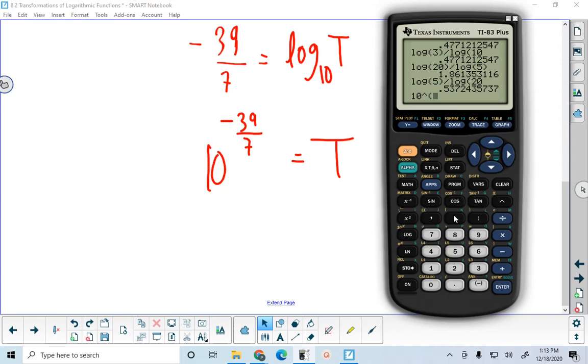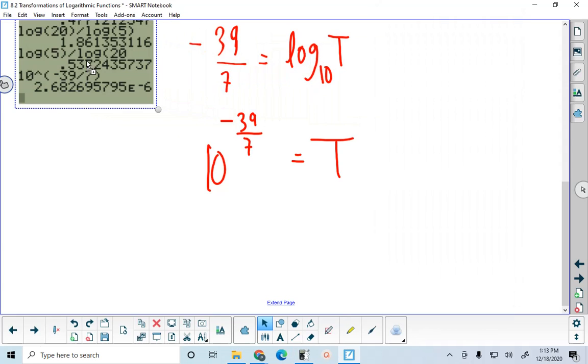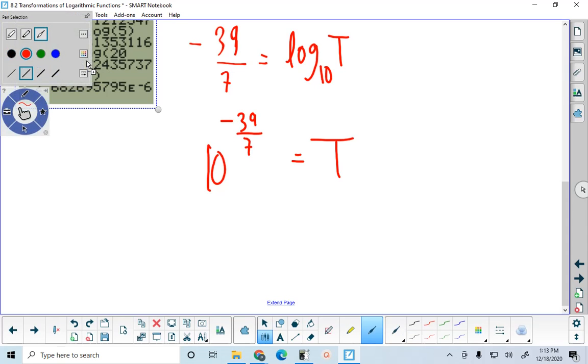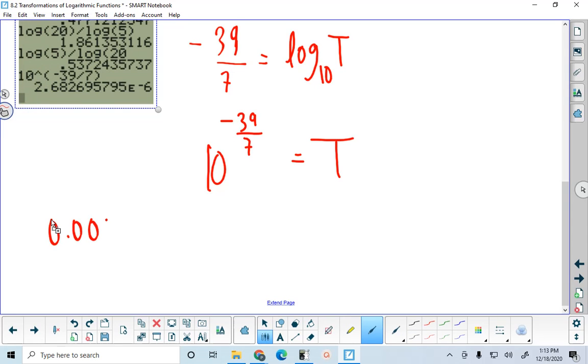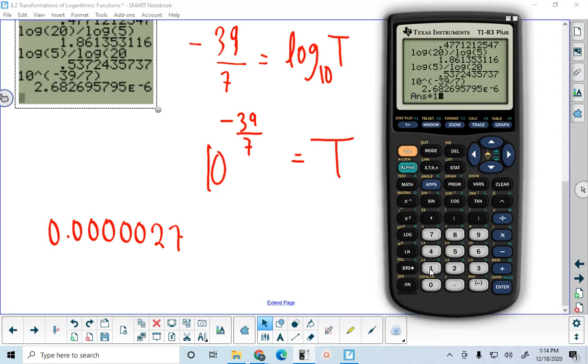You're going to need to, of course, put -39 over 7 in brackets. You get a very small number. It's times 10 to the -6, which means it's 0.000027, the proportion of light that gets through this welding glass. If I convert that to a percent by multiplying by 100, it's not even 1%. I want to say it's 2 to 3 thousandths of 1%. So it's a very small amount of light.